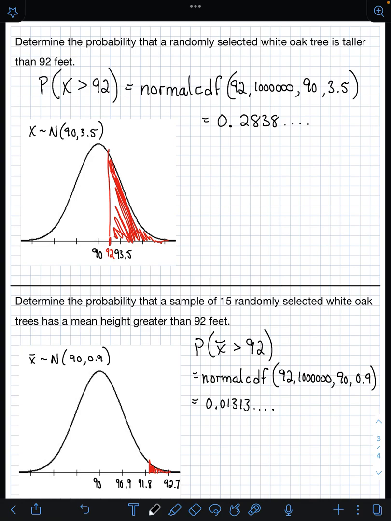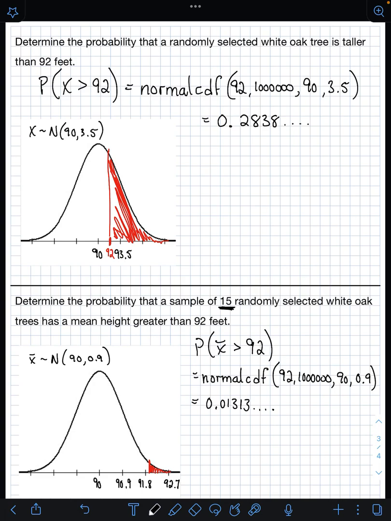In the first one, we're picking a single tree. A single tree having a height of 92 feet is not terribly unusual. Certainly, it's not hugely common either. It's 28%. So not out of the realm of possibility, certainly, but most of them are not going to be that tall. Now we're taking a sample of 15.